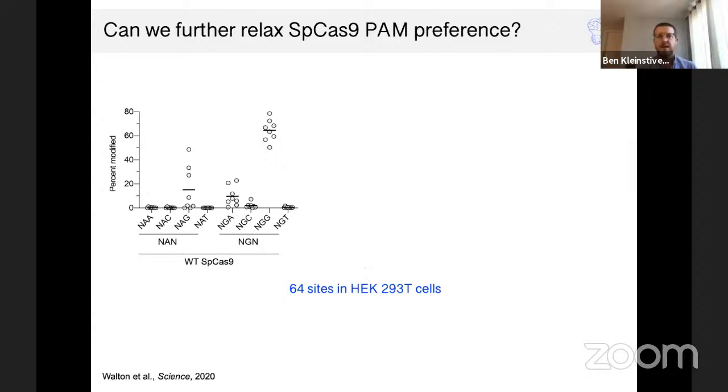But we wondered if we could now use this SpG protein as a molecular scaffold to further relax the PAM requirement of SpCas9. So SpG is very effective at targeting sites with NGN, but what about NAN PAMs? These had basically been completely inaccessible to Cas molecules prior to this work. So what I'm showing you here is the activity of wild-type SpCas9 again, where it can efficiently target sites with NGG and weakly target sites with NAG or NGA PAMs.